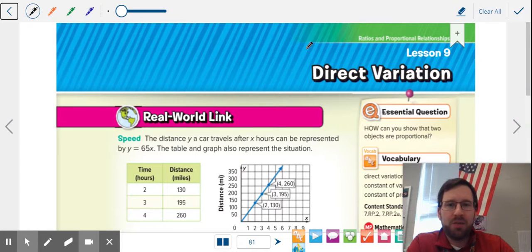Again, and welcome to our final lesson of Unit 4. Today we're talking about direct variation. It is the final piece of our unit rate puzzle.